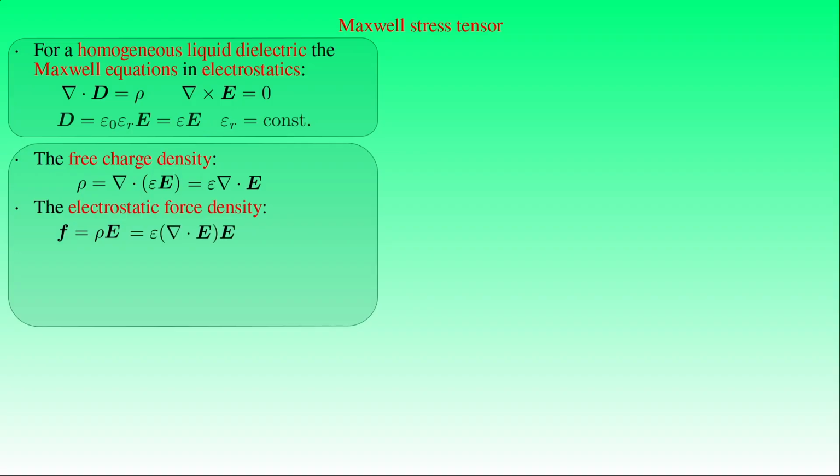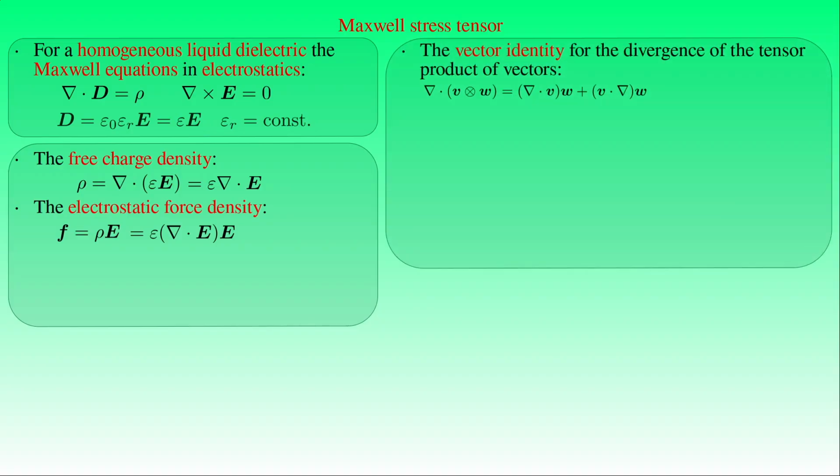In order to transform the right-hand side into a more convenient form, we use the vector identity for the tensor divergence of the tensor products of two arbitrary vector fields, let us say V and W, stating that the divergence is equal to the divergence of the vector V times the vector W, plus the directional derivative of the vector W with respect to the vector V. If both the vectors are equal to the electric field strength E, then the divergence of the tensor product of E with itself is given by the divergence of E times E, plus the directional derivative of E with respect to itself. Here the second term can also be written as nabla sub E, indicating that the derivative of the vector field E is taken in the direction of E.